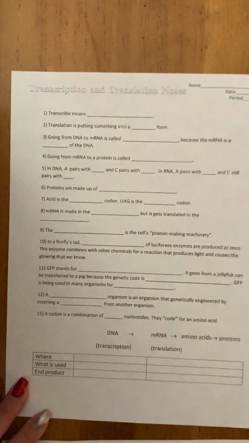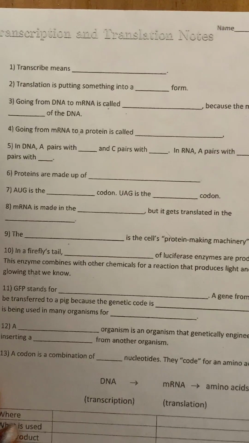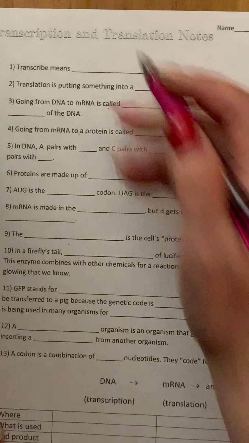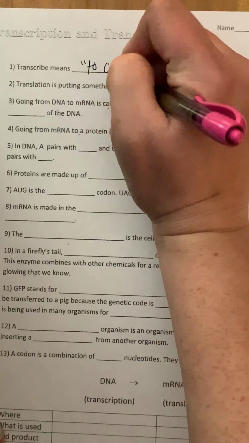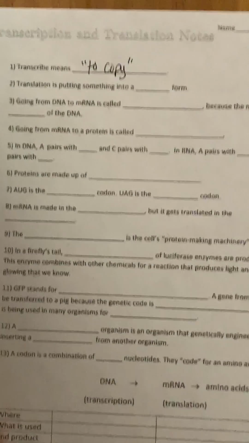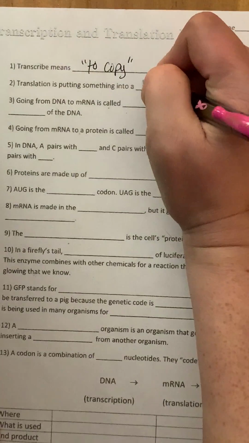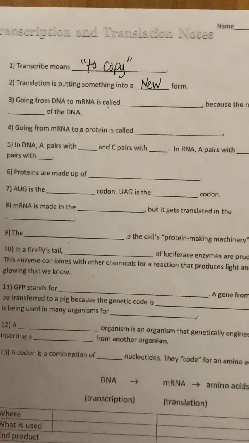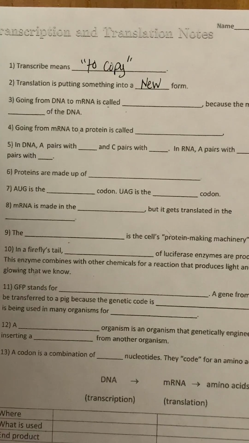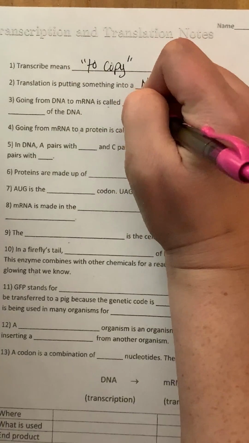All right, so I'm going to try to make this bigger so you can see it. Question 1 says, transcribe means to copy, okay? So you're transcribing your grandma's recipe when you write it down or she writes it down for you. Translation is putting something in a new form, okay? So just like you do in Spanish and French and Japanese or Italian class, you transform it into a new form. Okay, going from DNA to messenger RNA is called transcription.